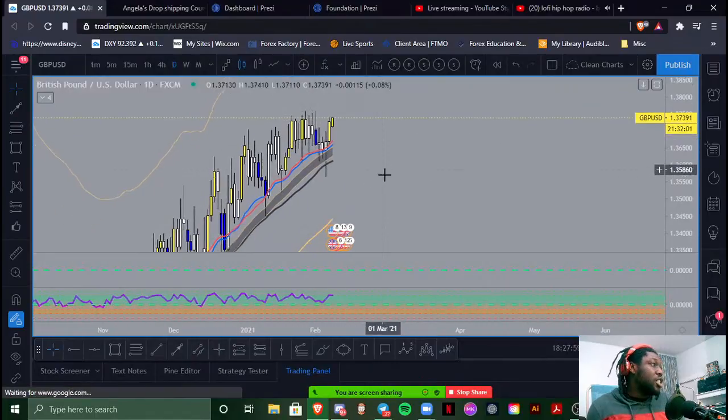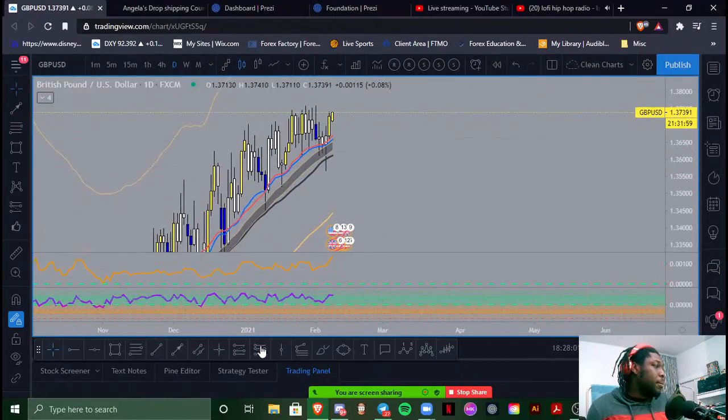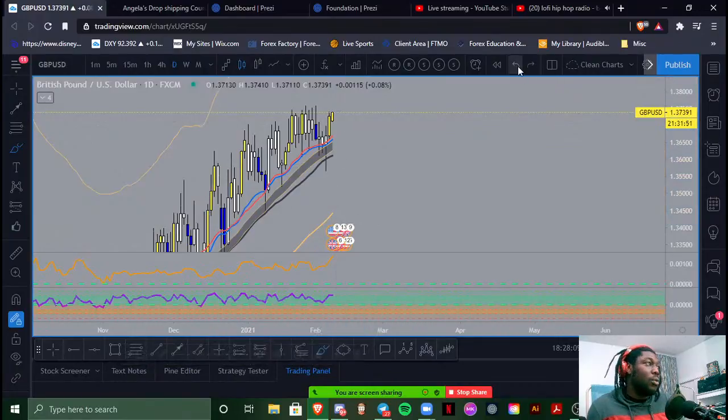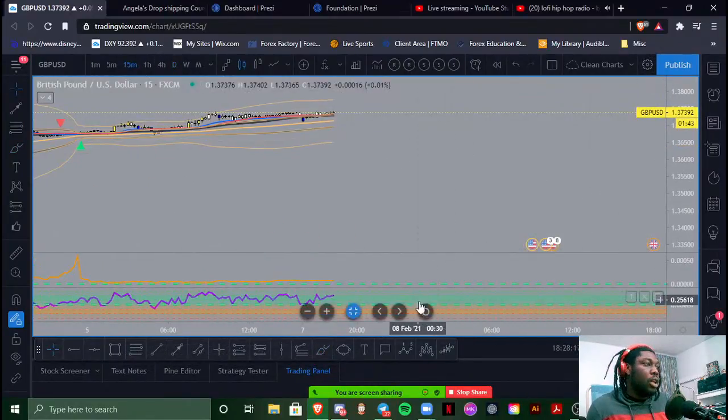But just like with what could possibly happen with EU, this could just be trying to fill out this wick and then end up dropping. So we could see what happens, not in the long run, but during this week, we'll see what happens with GU.